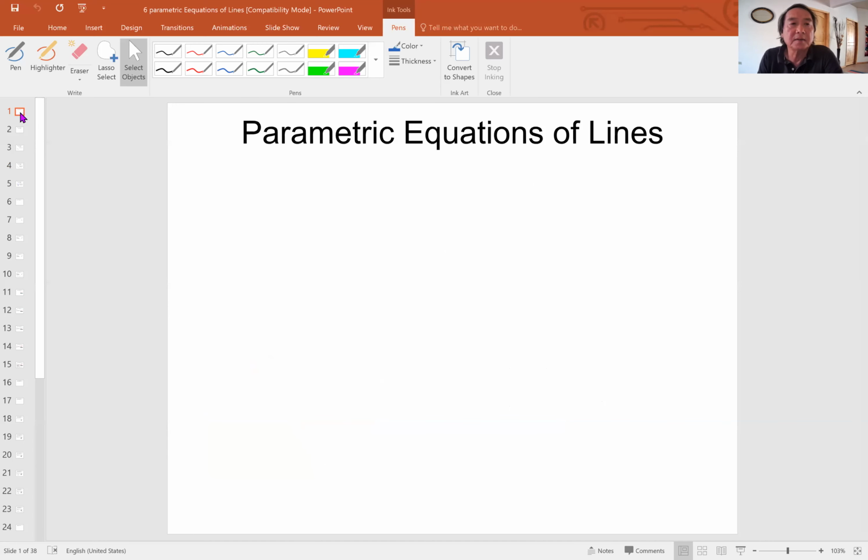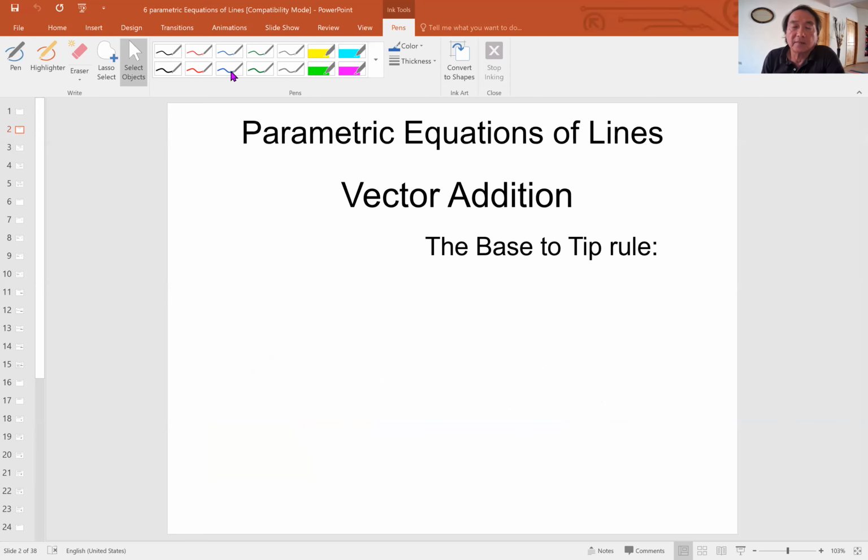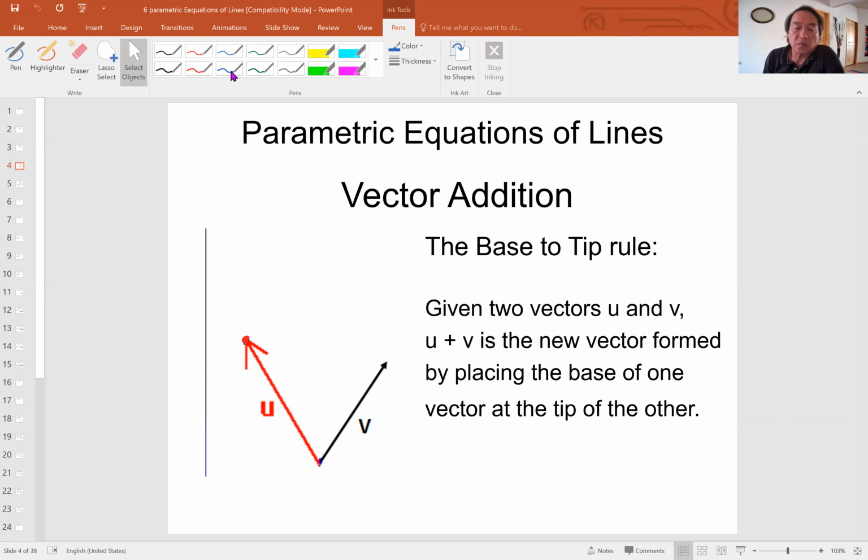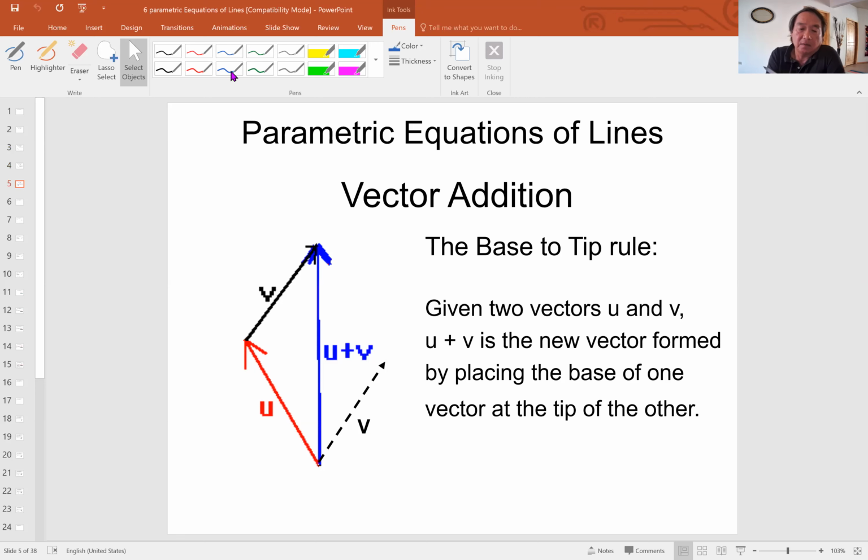We're going to describe lines now using vectors, and in particular the geometry of vectors. This involves two things. The first one is vector addition, and I want to remind you of that. We have the base-to-tip rule. If I have two vectors and want to add them, one way to visualize it is to move the base of v to the tip of u, then the diagonal across is u plus v.